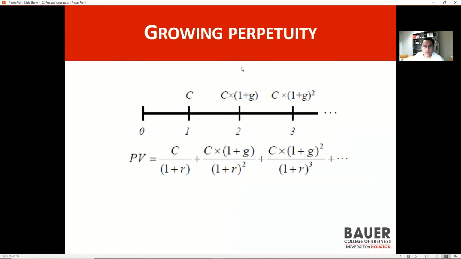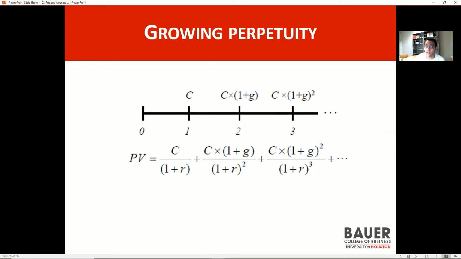The next special stream of cash flows is called a growing perpetuity. Now, it's like a perpetuity in that it goes forever. It's also like a perpetuity in that the cash payments are made at regular intervals, right? So you're getting a payment at time 1, getting a payment at time 2, getting a payment at time 3, right? Just like a perpetuity. What's different is that the cash flows are growing.